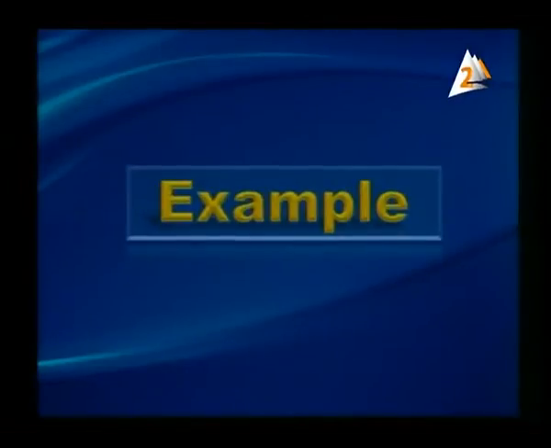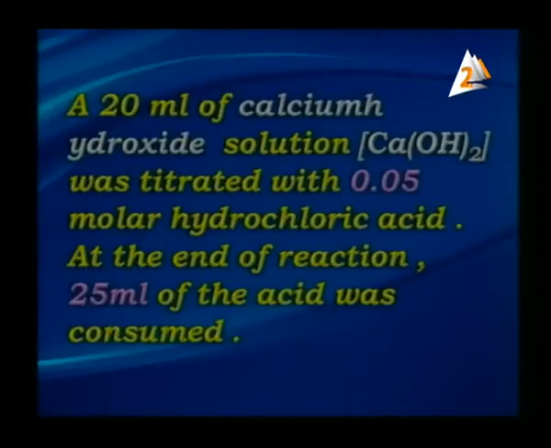Let's go to this example. The example here will explain, as you see, as a beginning, you have 20 milliliters of calcium hydroxide solution, Ca(OH)2, which was titrated with 0.05 mole hydrochloric acid. At the end of this reaction, 25 milliliters of the acid was consumed. It's good. Now let's get it as steps.